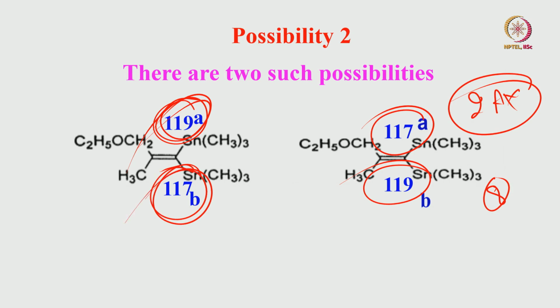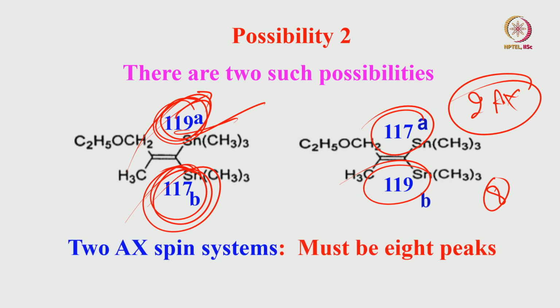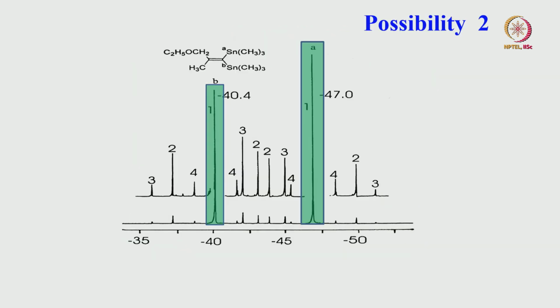For each of these AX, 2 lines will be there from one AX, another 2 lines from the other AX. Similarly, 4 lines here for 117, and in tin 117 you get 4 peaks. We are detecting 119. So, of the 2 AX spin systems, 4 peaks we should be able to see here. Okay, and this is what it is.